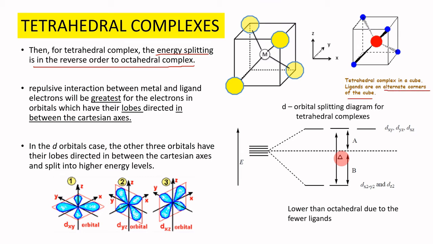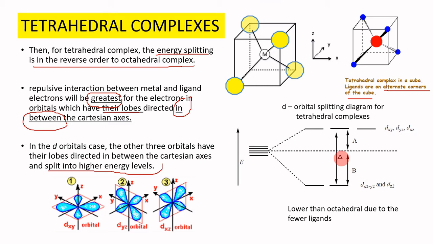For octahedral just now, the ligand is at the center of the cube. But in a tetrahedral complex, the ligands are at the corner of the cube, meaning the ligands come in between the axes, yeah. So the repulsive interaction between metal and ligand electrons will be greatest for the electrons in orbitals which have their lobes directed in between the Cartesian axes. Okay, so in this case, the other three orbitals have their lobes directed in between the Cartesian axes, which then split into a higher energy level.